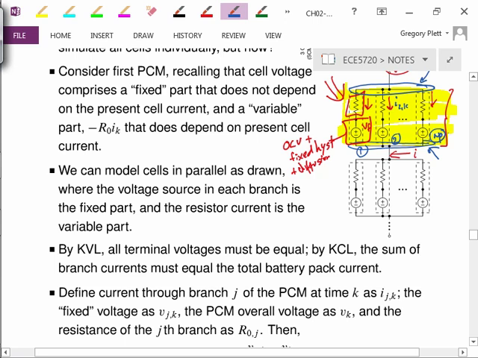And the fixed voltage of this branch here is going to be V_1,k, because that's branch 1. Before we called it VF, but here it's just V_1 for that branch. The overall PCM voltage we'll call V_k, and the resistance of the jth branch is R_0,j. So this is R_0,1, because that's branch 1, and this would be R_0,2, because it's the second branch.